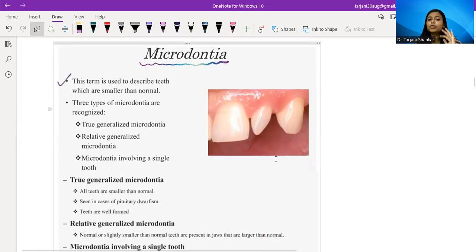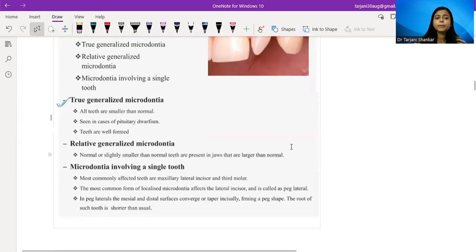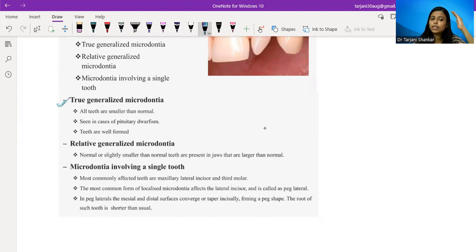Now there are three types of microdontia that are recognized. First is true generalized microdontia, then relative generalized microdontia, and microdontia involving a single tooth, right? So let's see what true generalized microdontia is. As the term suggests, in true generalized microdontia all the teeth would be smaller than normal, throughout your maxillary and mandibular arch, right? It is usually seen in pituitary dwarfism.